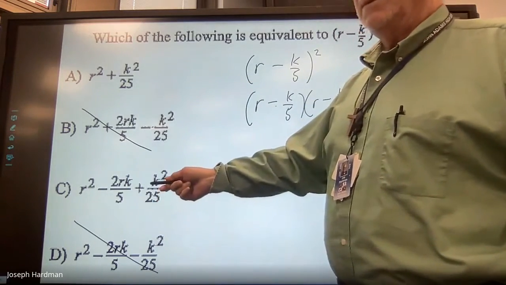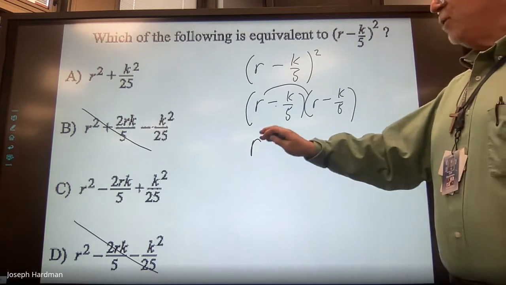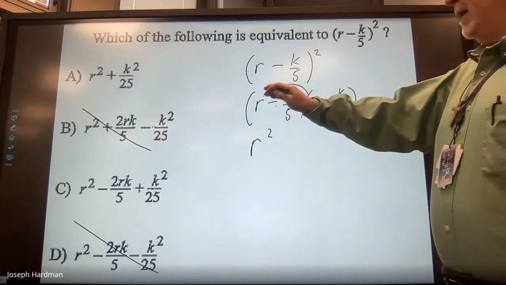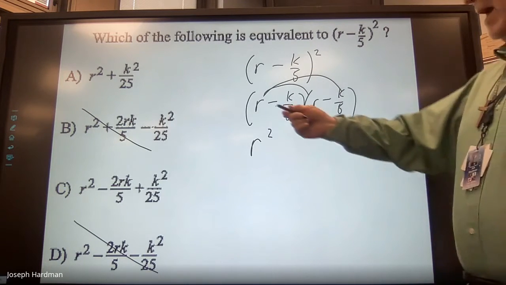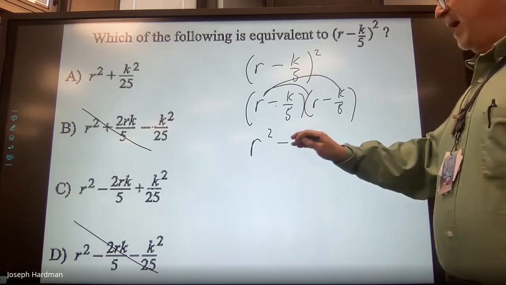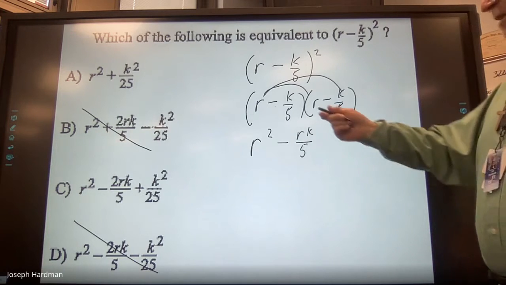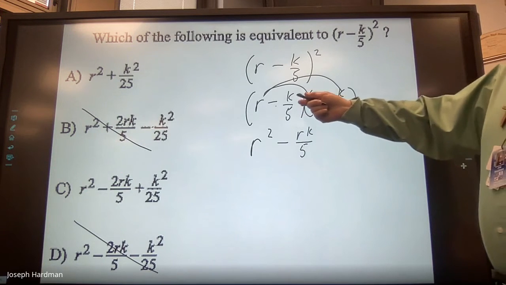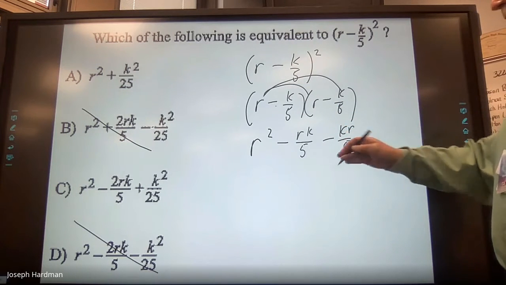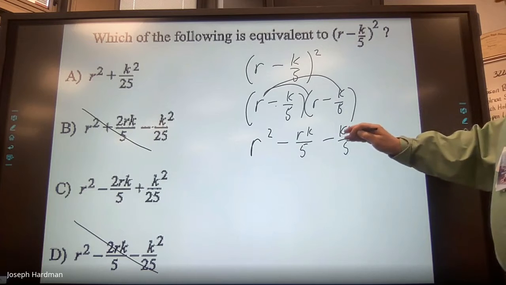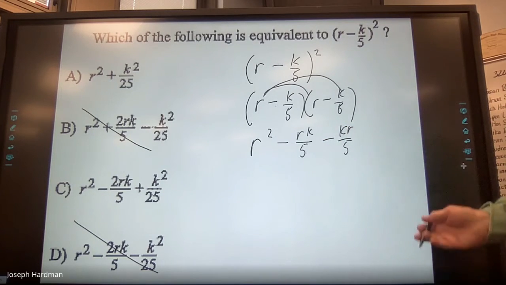But now if I do this and use the distributive property, r times r is r squared. Now we got r times k over 5. And what you see, like I tell my kids, what you see, you write down. I see rk, a minus rk over 5. That's what I see. And I see the same thing here. I see a kr, so I got another minus. Now this is kr over 5, but rk and kr are the same. I mean, 2 times 3 is the same thing as 3 times 2.